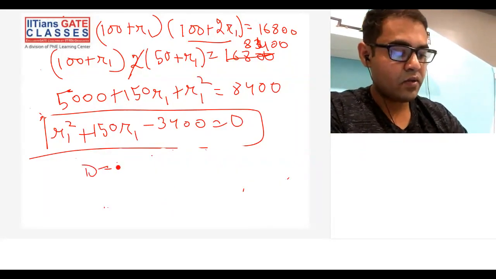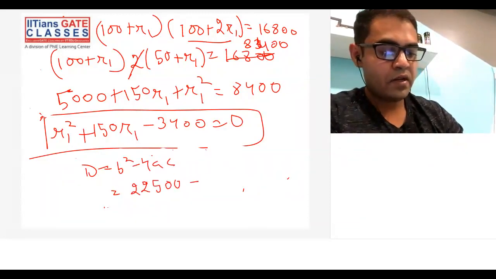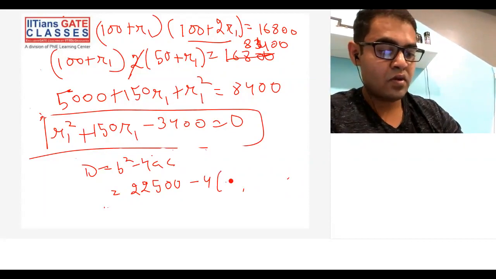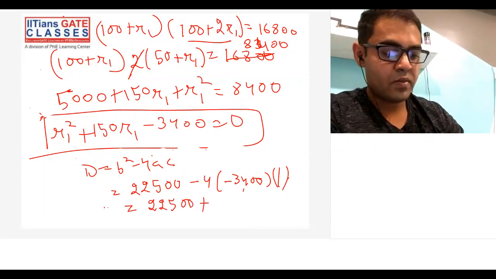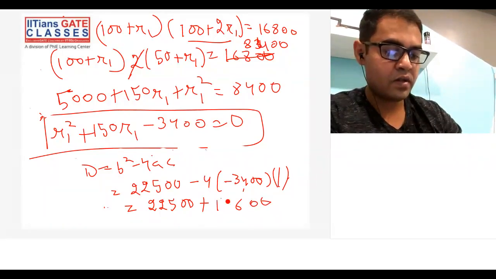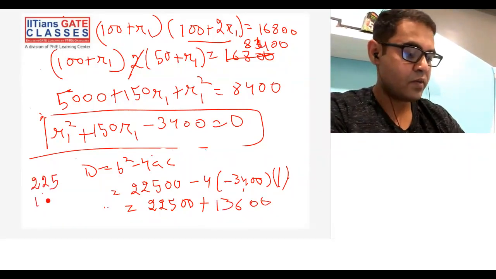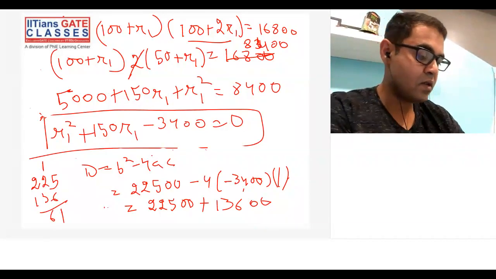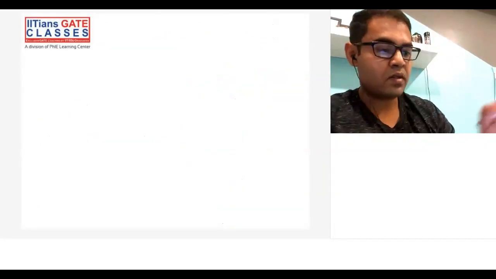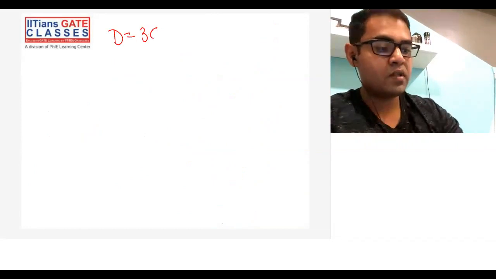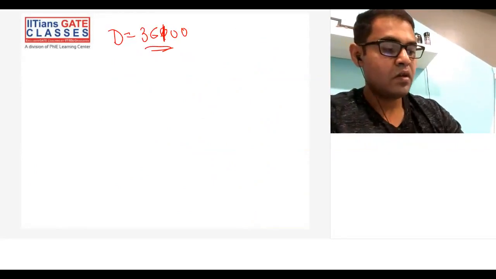All right. I'll just redo the D part. So D is equal to B square minus 4AC. So you get 22500 minus of 4 into minus 3400 into 1. So this becomes 22500 plus 13600. So 225 plus 136 is 361. D is equal to 36100.